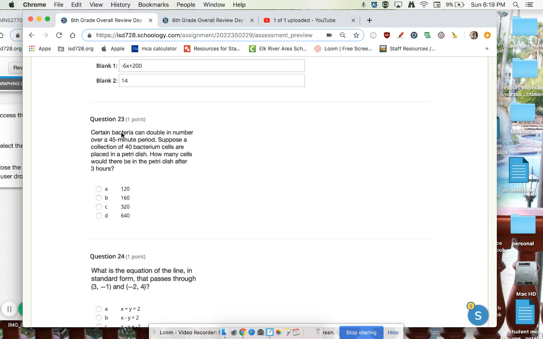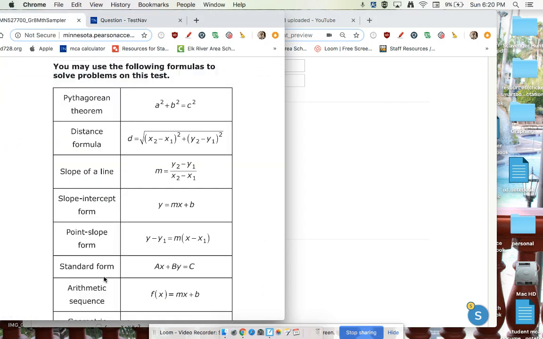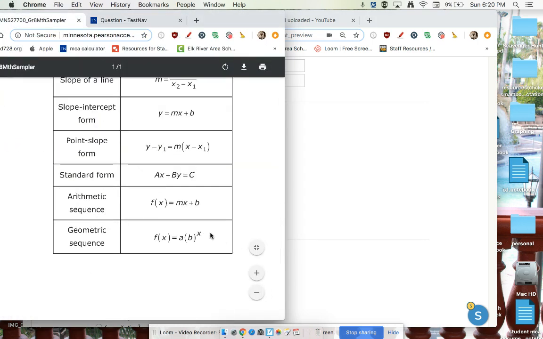All right, number 23. Certain bacteria can double in number over a 45-minute period. Suppose a collection of 40 bacterium cells are placed in a petri dish. How many cells would there be in the petri dish after 3 hours? So anytime they're telling me that things are doubling over a certain amount of time, that's an exponential growth. Or you can think of it as a geometric sequence, a times b to the x.